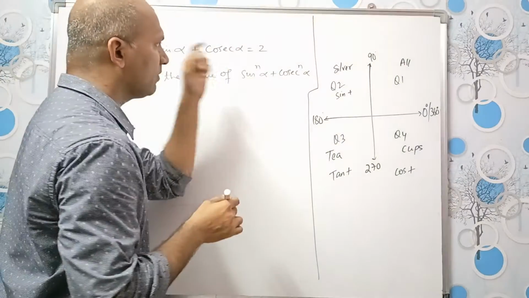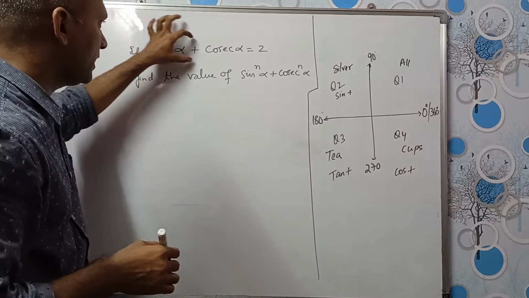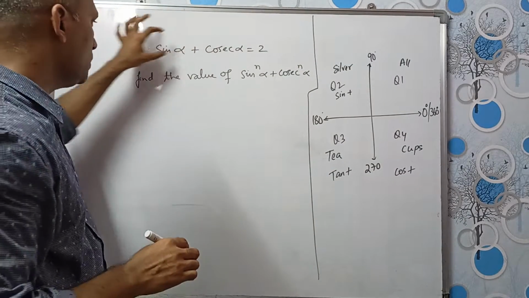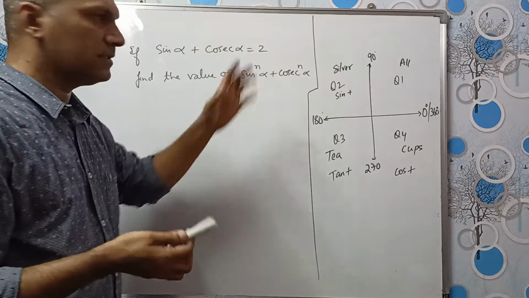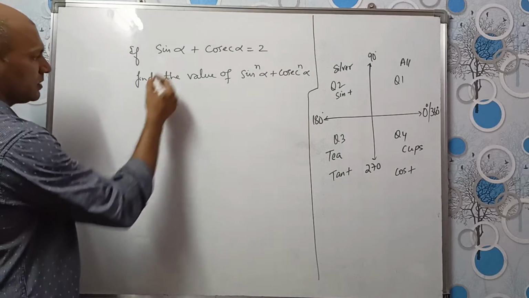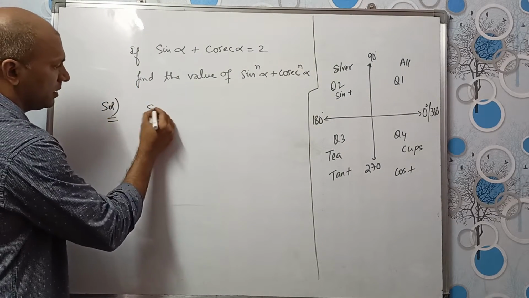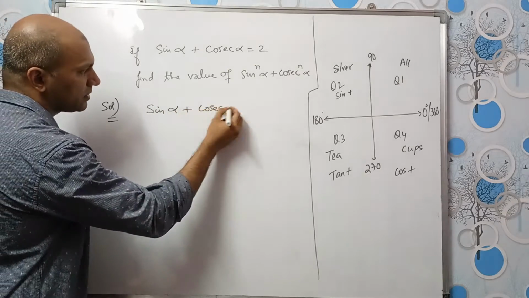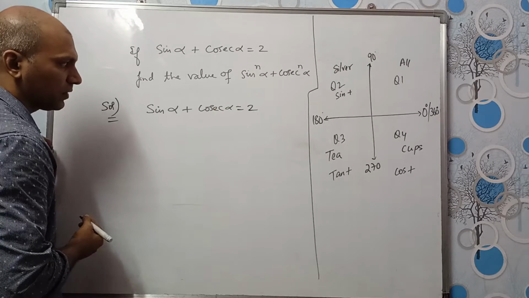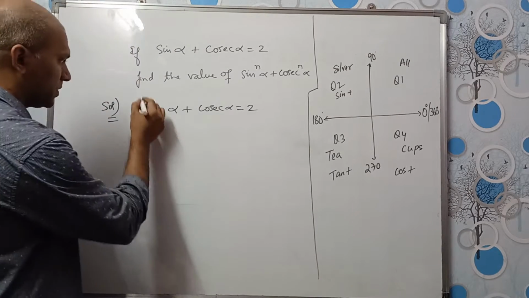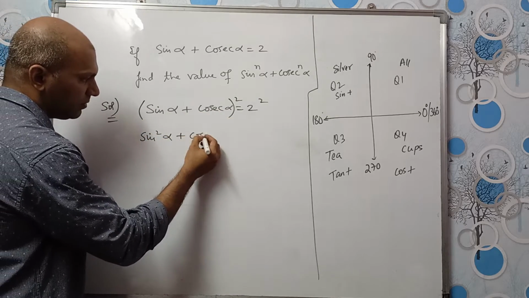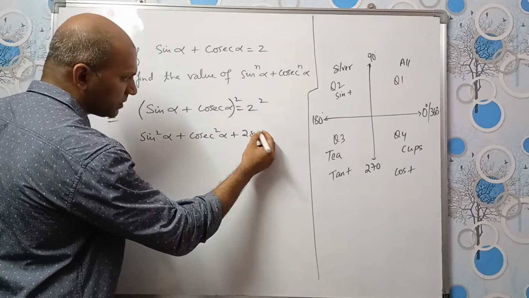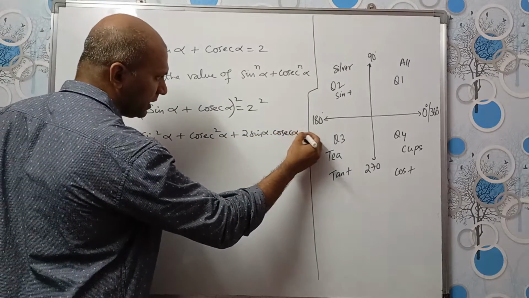Okay, we have an interesting problem now. It is given that sine alpha plus cosecant alpha is equal to 2. Find the value of sine power n alpha plus cosecant power n alpha, n is an integer. Okay. Now, see, let us solve this problem. Sine alpha plus cosecant alpha, it is equal to 2. Okay. Let us square on both sides. If we square on both sides, what do we get? We will have sine square alpha plus cosecant square alpha plus 2 sine alpha cosecant alpha is equal to 4.